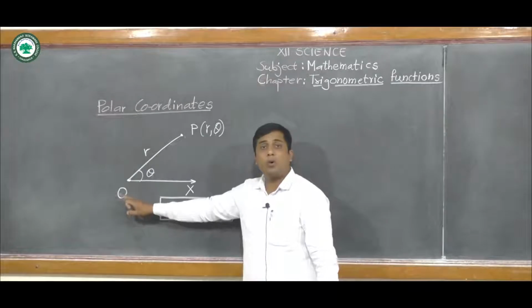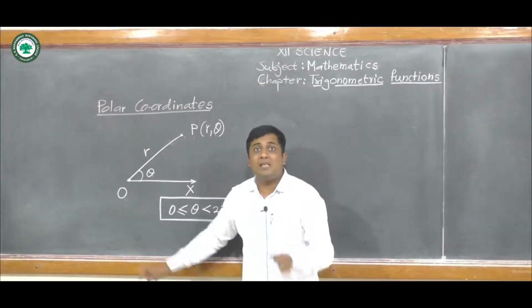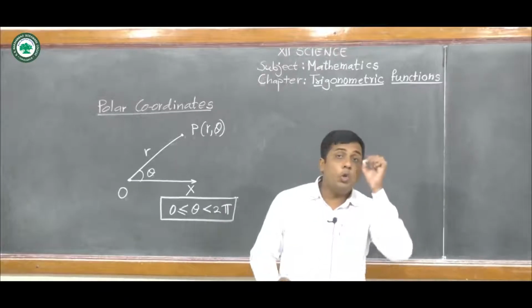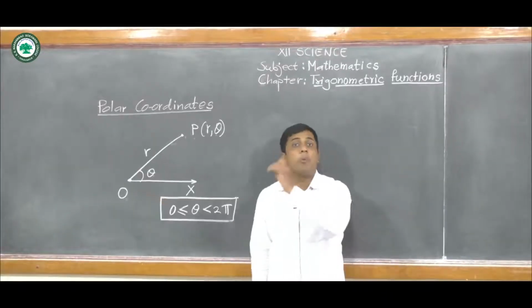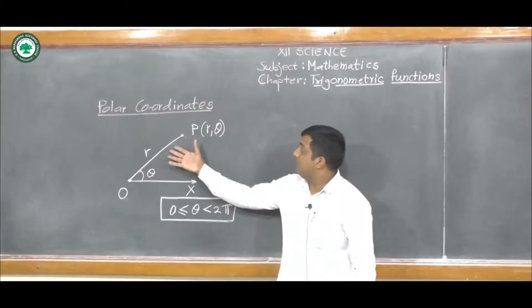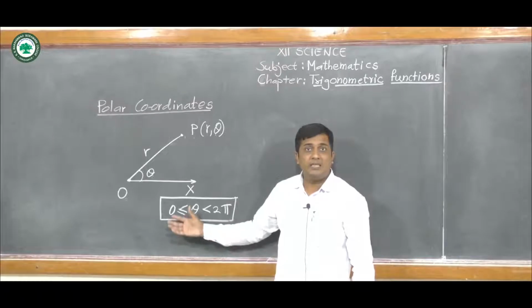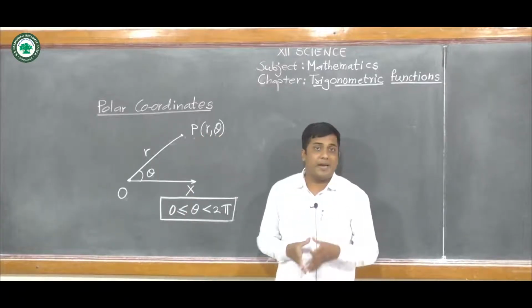Remember here this point O is called the pole, and the pole has no polar coordinates. Remember this. So by using this concept, we define polar coordinates.